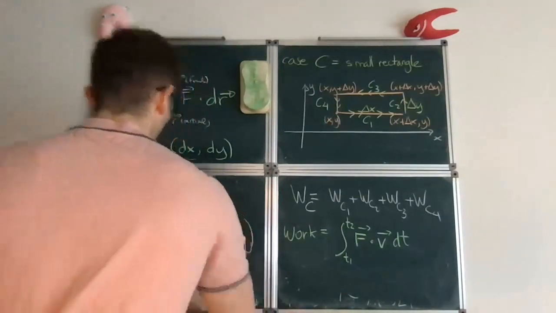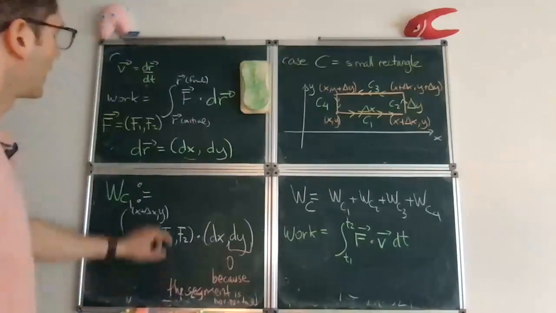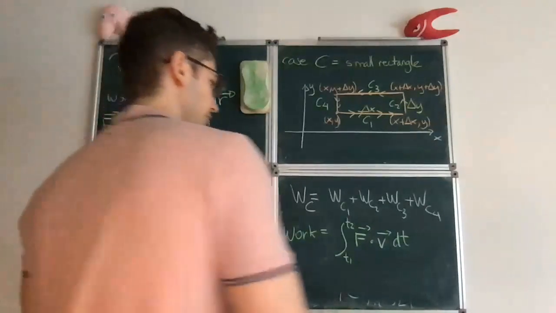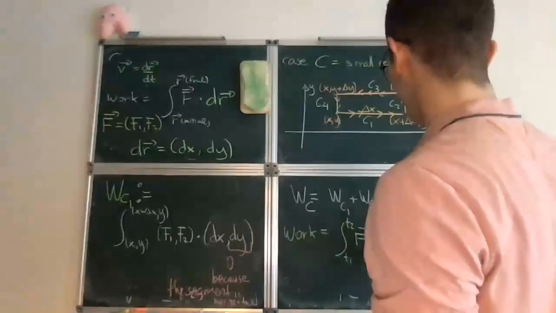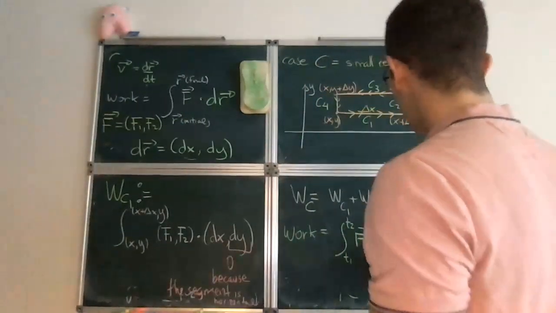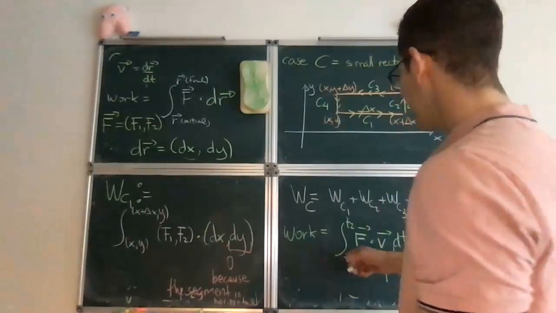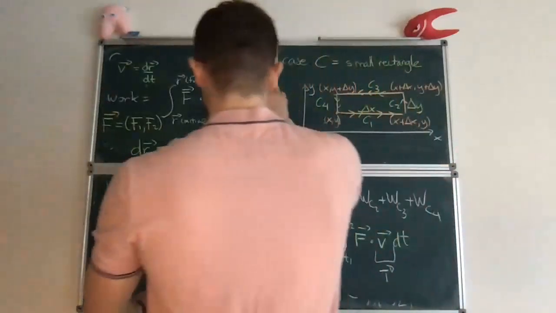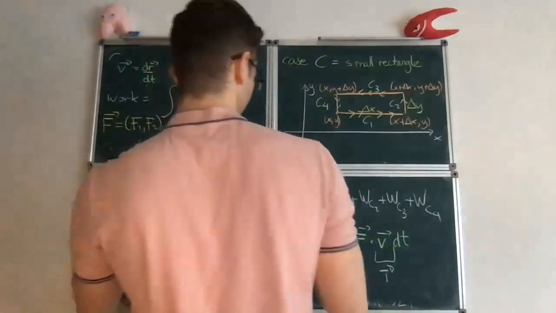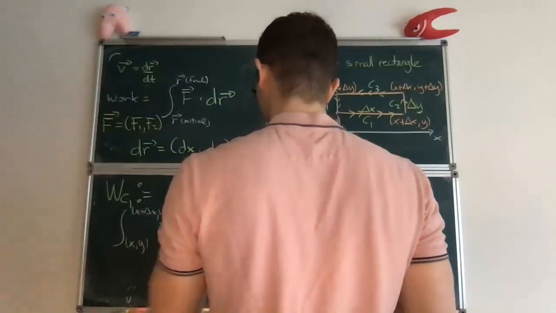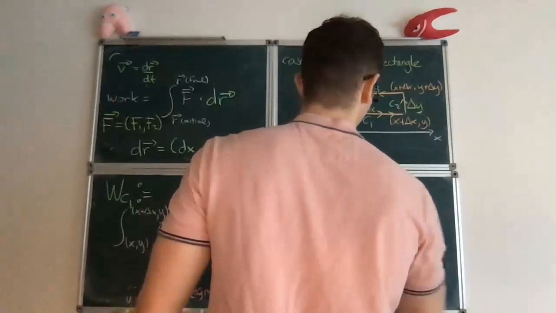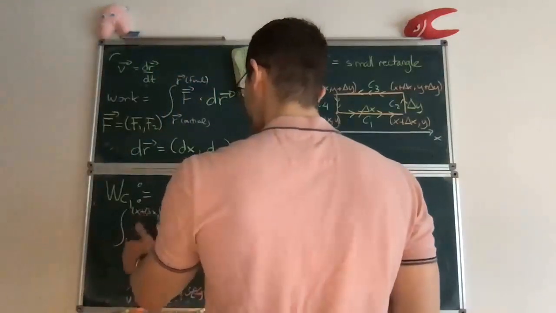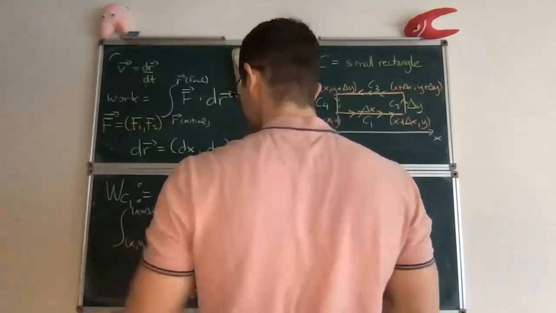Or if you prefer, if this is confusing you a little bit, you can think about it in terms of the original formula. In the original formula, the velocity vector along the curve 1 would just be the vector i, right? So when you do the dot product, only the first component survives. So this is really just like an ordinary integral in x. You don't need to keep track of the second coordinate because it is not changing.